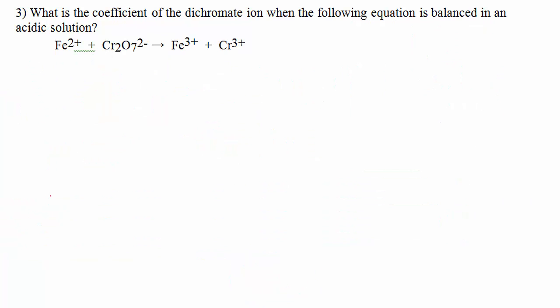All right, 3, another balancing one. What is the coefficient of dichromate ion when the following equation is balanced? So we got to do the same thing. Might as well start with Fe. Starts as plus 2, becomes Fe plus 3.